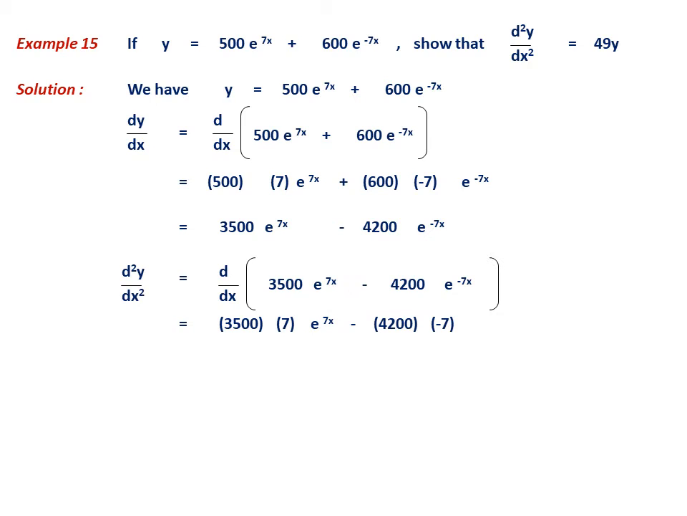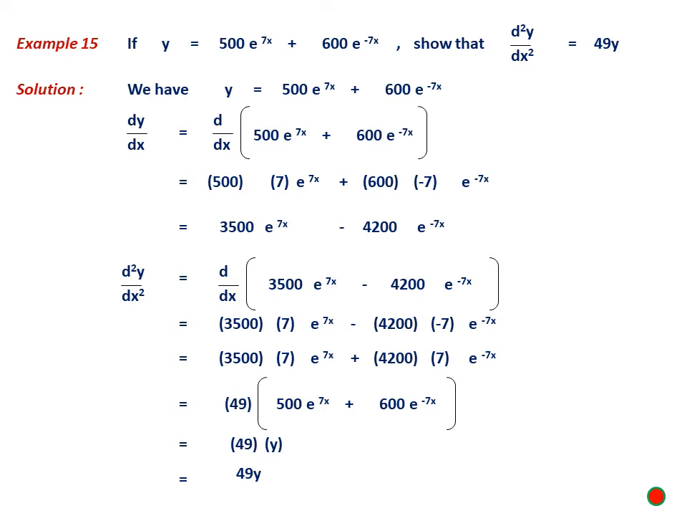So same thing here, 4200. Then differentiation of e power minus 7x is e power minus 7x. Differentiation of minus 7x is minus 7. Now if you see here, the last simplification, of course this is plus because minus of minus.